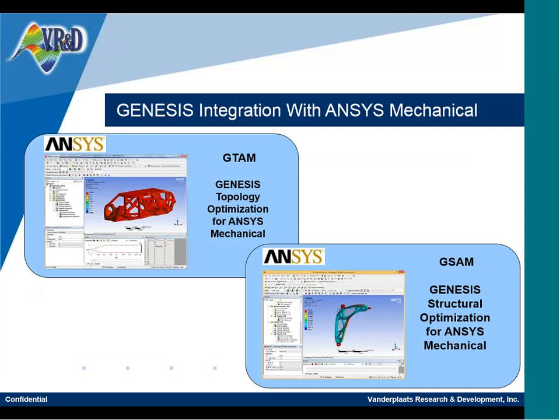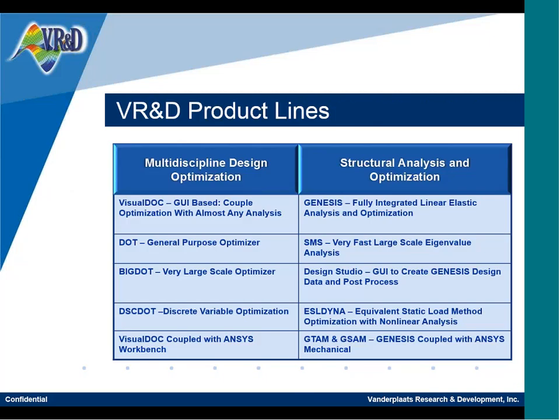The Genesis integration with ANSYS Mechanical is what Ms. Dong is going to talk about in the webinar today. She's going to touch on both the different types of interfaces that we provide. One is a limited interface, which is limited to topology optimization. The other one is a structural interface where you can do all 6 types of optimizations that I was mentioning earlier.